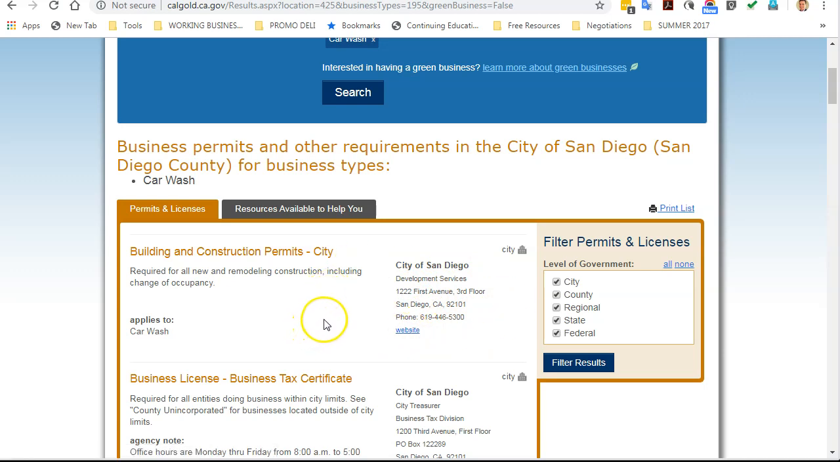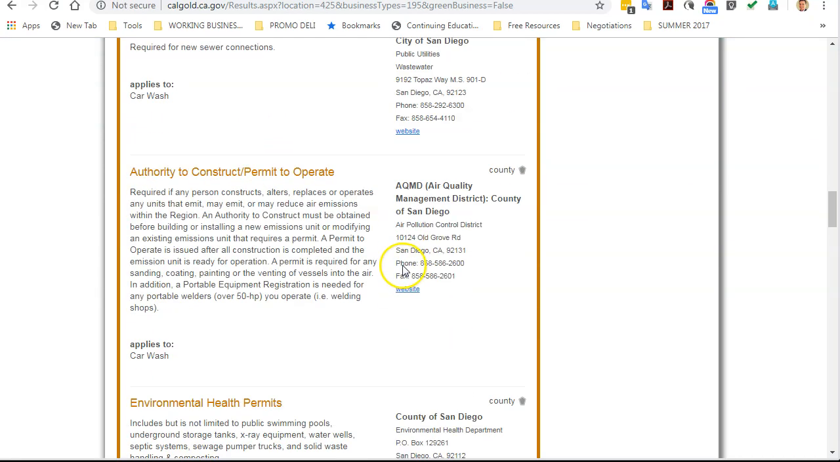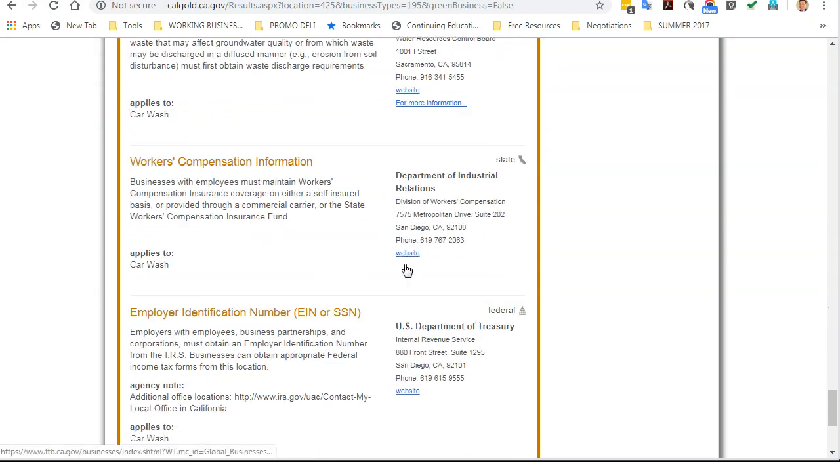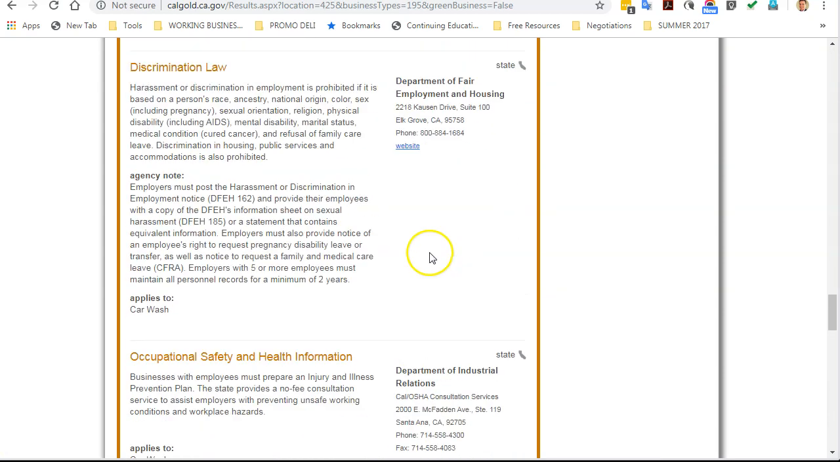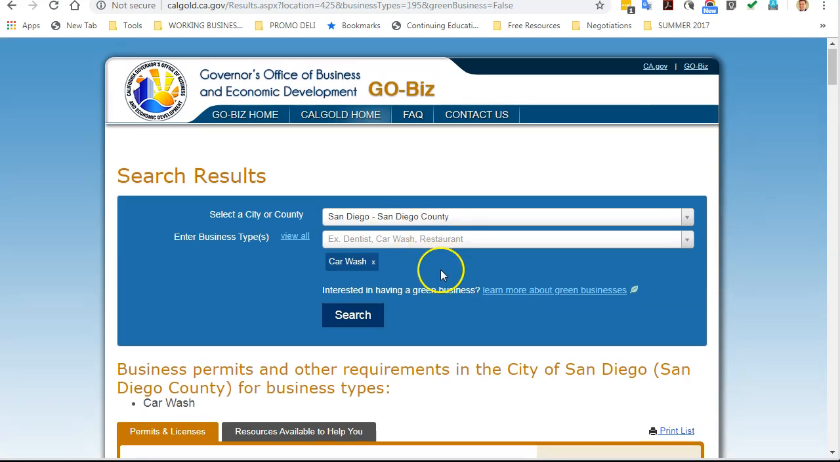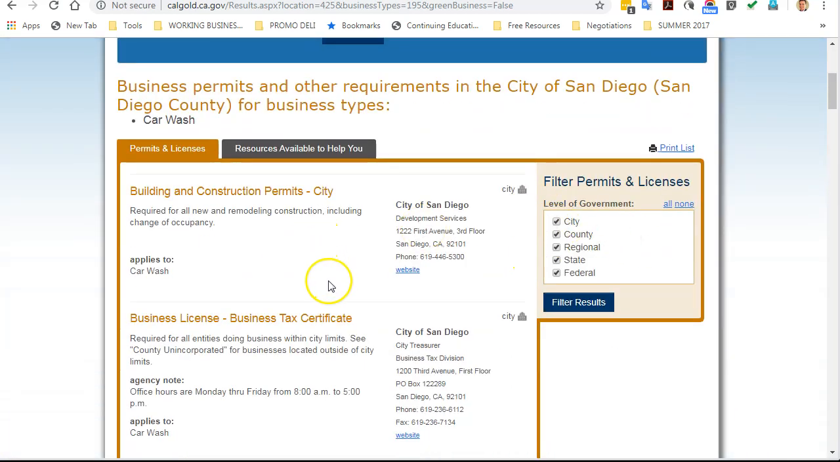So what I suggest to you is don't freak out, because if you scroll down this list, you're like, oh my gosh, there are so many, I have to do all of these. That is not necessarily the case. It's going to list all the things that you would probably need. So if you are going to build or construct a car wash, then you would need a building and construction permit, and this is where you would get it. This is only if you're going to be doing building and construction. If you're not, you go down to the next one.